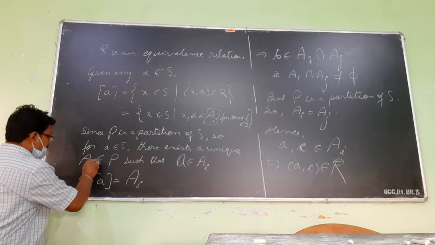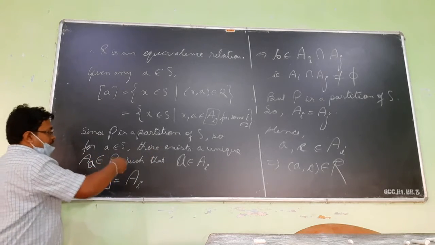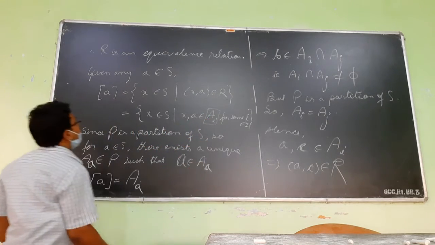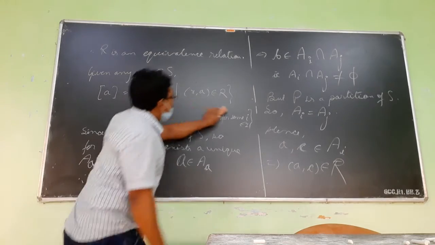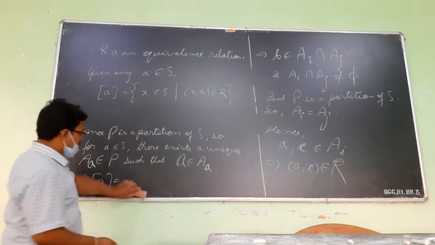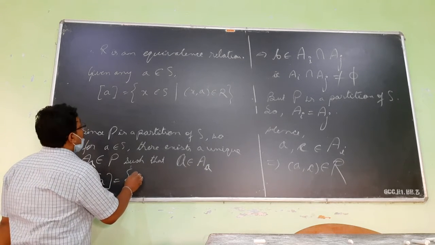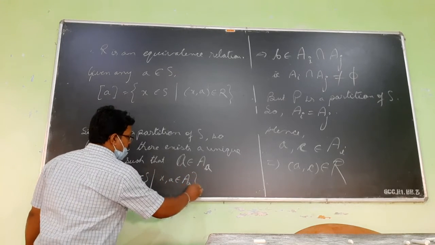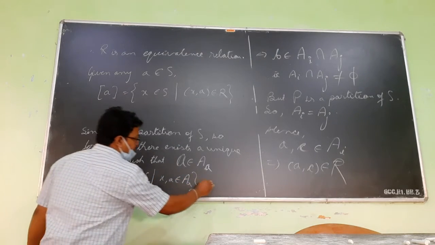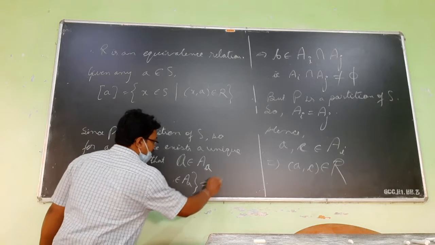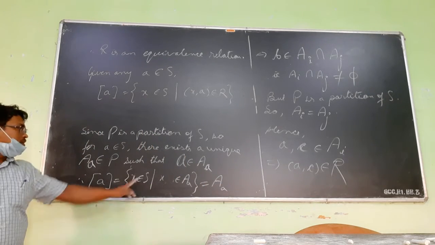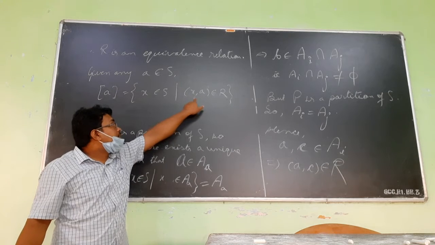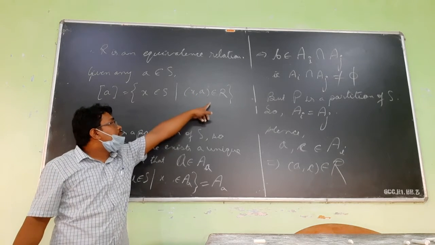Or let me write this one as A_A. There exists a unique A_A in P such that A belongs to A_A. So the equivalence class of A is exactly A_A. The equivalence class of A is the set of all those X inside S such that (X, A) belongs to A_A, all those elements of S which belong to A_A. The equivalence class of A is the set of all those elements of S which are related to A. Related to A means X and A belong to the same member.